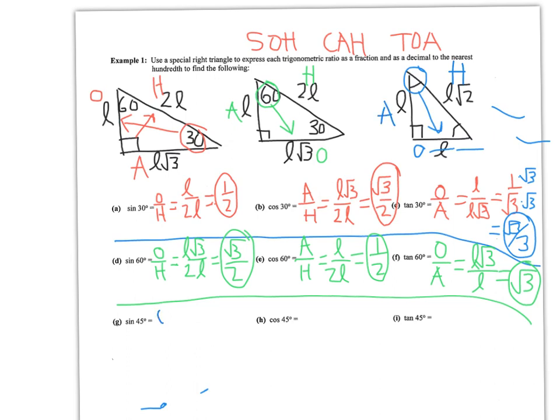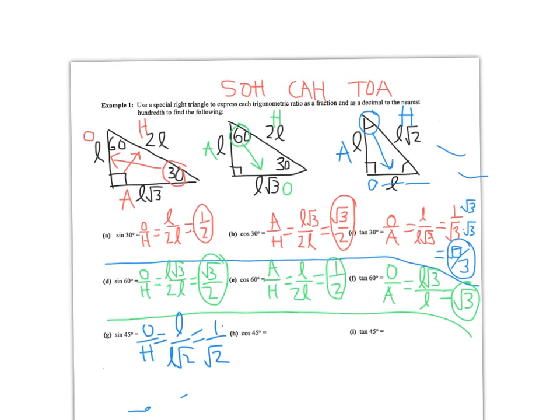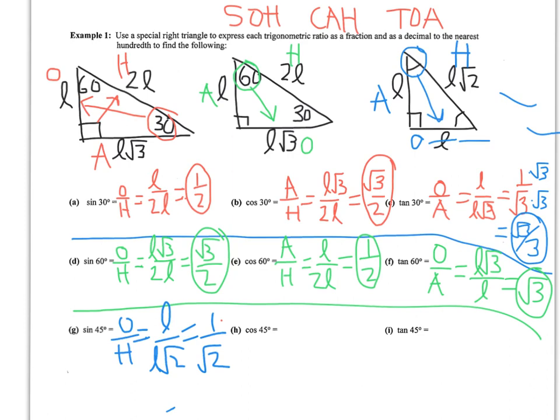So we have sine is our O side, L, over the H side, L square root of 2. Cancel the L's, and we have 1 over the square root of 2. We're going to do some algebra. Multiply numerator and denominator by the square root of 2. And we are left with the square root of 2 over 2.